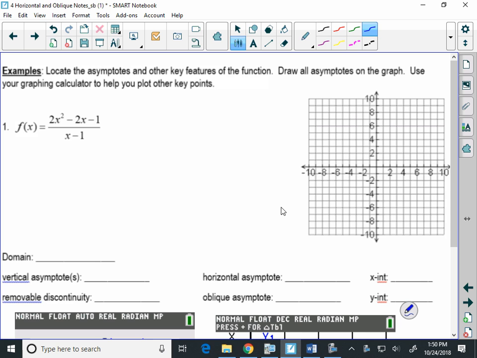So first, our denominator is going to determine the domain. So our denominator, the bottom of the fraction, x minus 1 doesn't equal 0. And then we're going to add 1 to both sides. When we do, that's going to determine our domain, which is x doesn't equal 1.